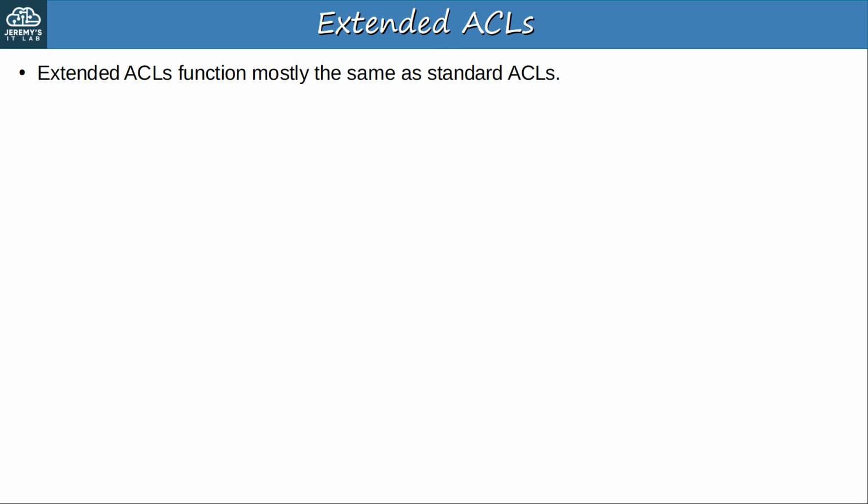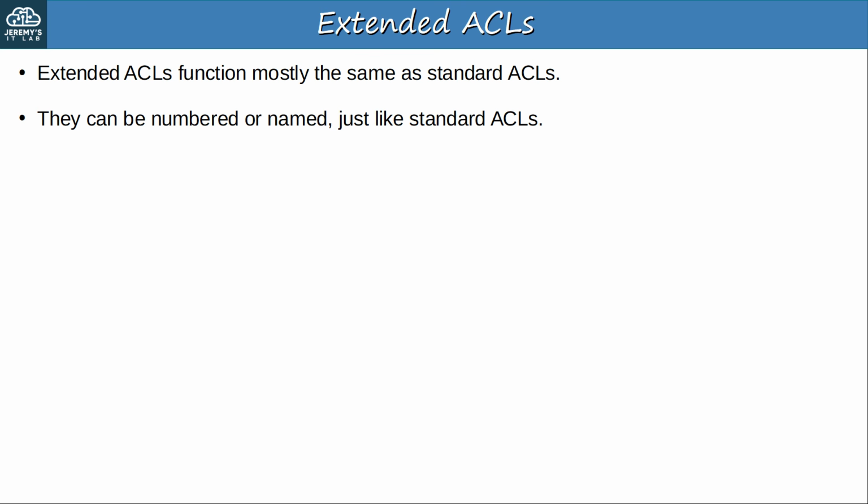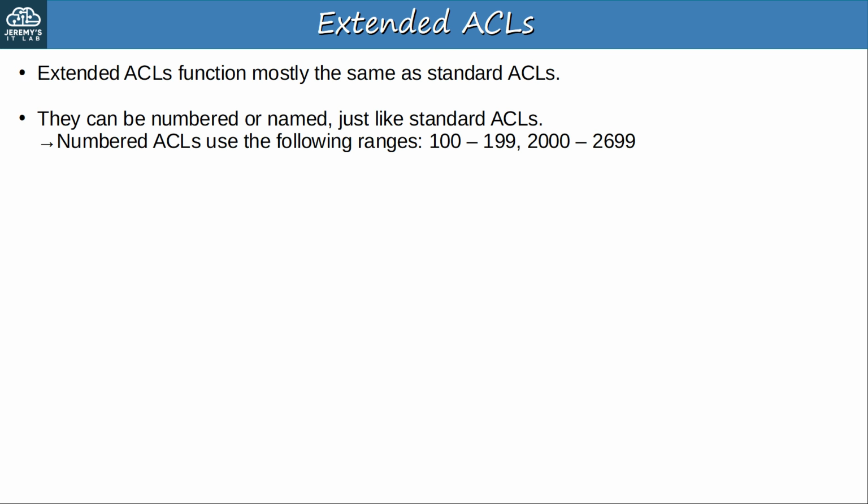Okay, let's get to the main part of this lecture. Extended ACLs. Extended ACLs function mostly the same as standard ACLs. They can be numbered or named, just like standard ACLs. If you configure an extended numbered ACL, you can use the following ranges: 100 to 199, and 2000 to 2699. You definitely should memorize these ranges for the exam. Make sure you know the standard ACL ranges from last video too. 1 to 99, and 1300 to 1999.